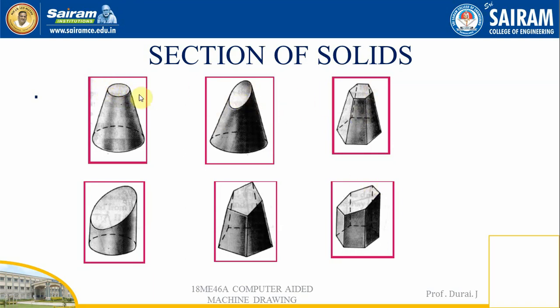After cutting, what is the shape we are getting? This shape is called the true shape of the section. Here, in this cone, the true shape of the section looks like an ellipse. Like those things, we are going to create in this section of solids.